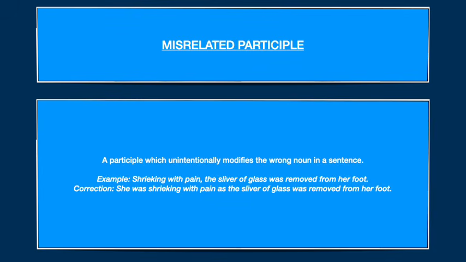So for example, if we have the sentence, shrieking with pain, the sliver of glass was removed from her foot. Now, we sort of make sense of it in our heads and we understand, okay, there must be someone shrieking with pain. But if we look at the sentence, there actually isn't a subject linked to the word shrieking, linked to that participle. And so theoretically, that participle is going to attach itself to the closest noun, which is the sliver of glass. So it almost sounds like the sliver of glass was shrieking with pain, which obviously isn't the intention of this statement. So in order to correct it, we would need to add a subject and a verb. So we'd have to say she was shrieking with pain as the sliver of glass was removed from her foot in order for it to now make sense.